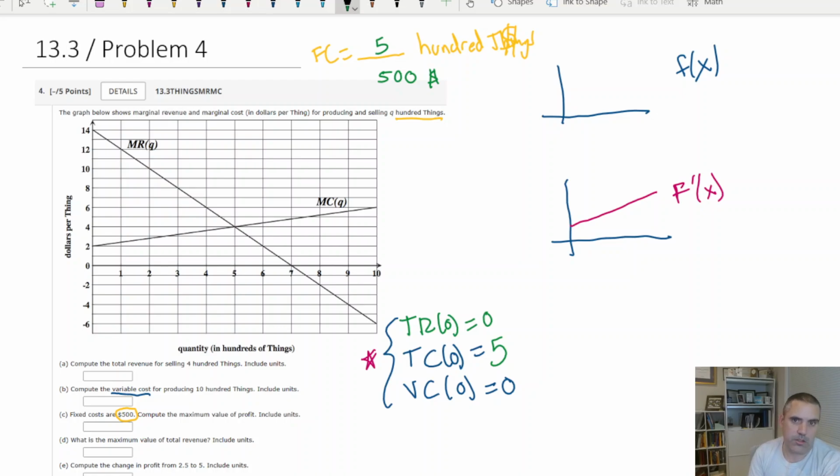Now, the total cost starts at 5 and then goes up and gets steeper and steeper and steeper. That's what that's saying. The variable cost is the exact same graph, but it starts at 0. It doesn't include the 5. The gap between them is always 5. So that's what's going on. This is total cost. This is variable cost. And this is marginal cost. So there's some visuals of what's going on.